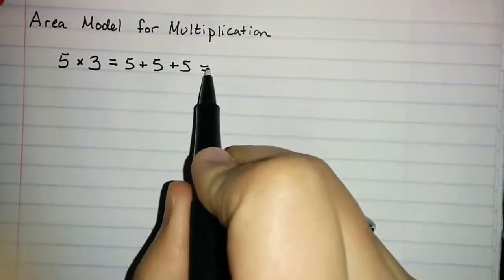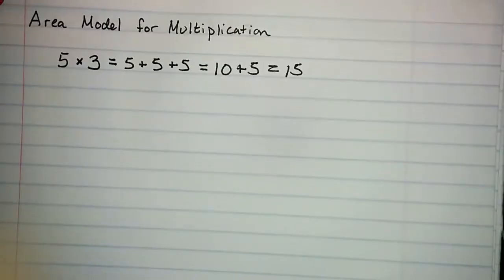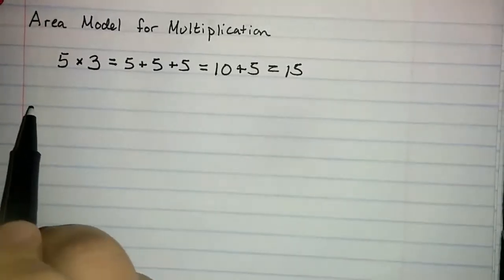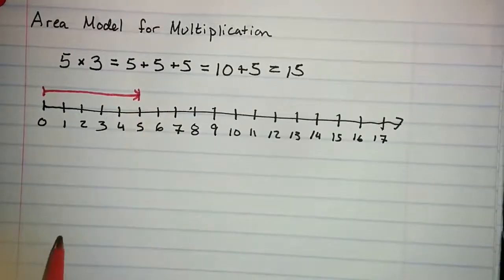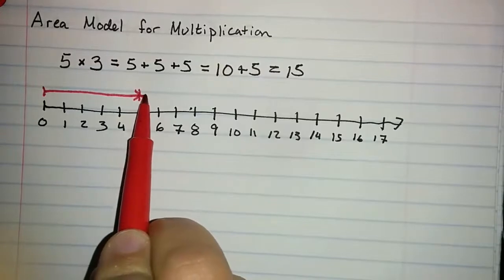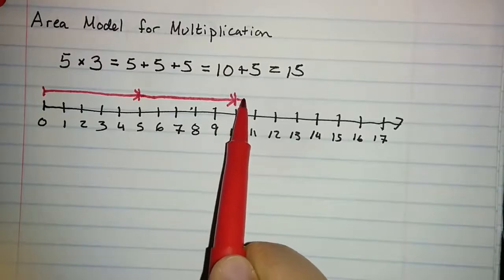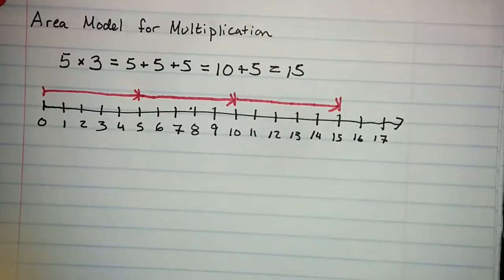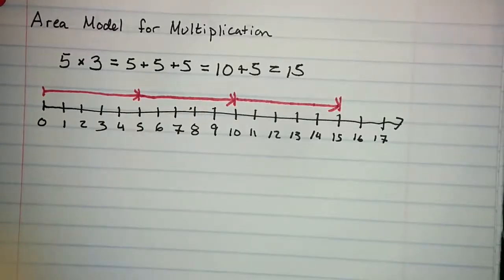5 plus 5 is 10. 10 plus 5 is 15. But let's think of a way to understand that visually. 5 plus 5 plus 5, of course, we could think of on the number line as 5 plus another 1, 2, 3, 4, 5, plus another 1, 2, 3, 4, 5 is 15. But that seems to somehow not make use of the fact that these are all the same number.